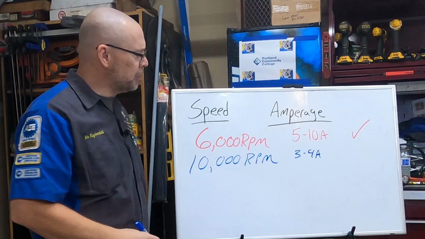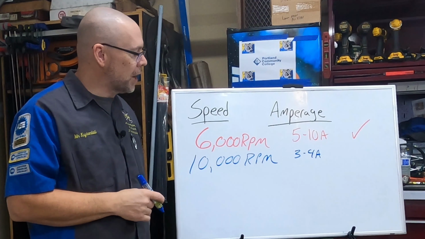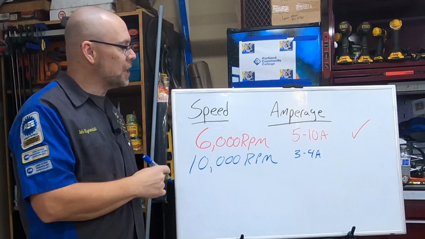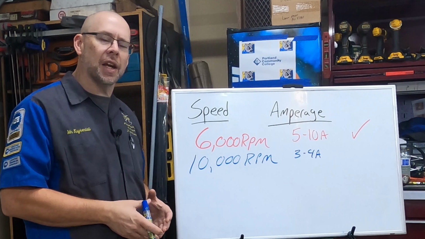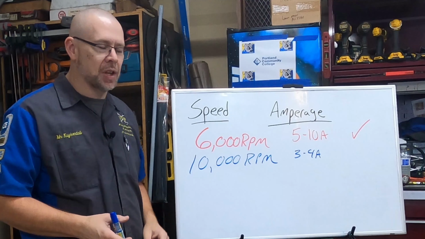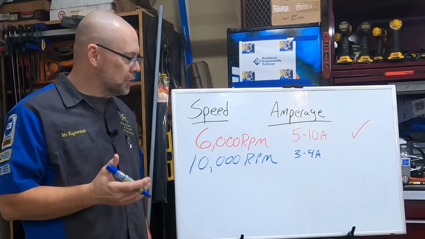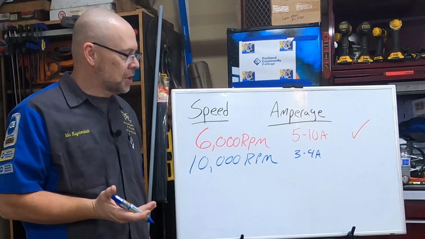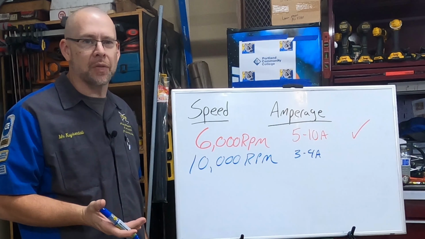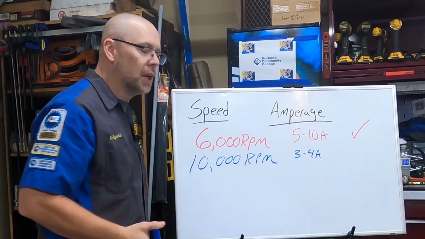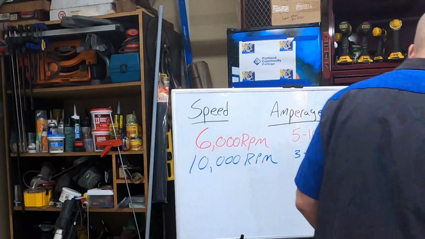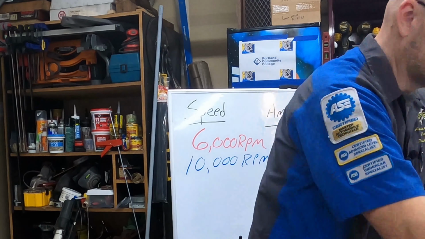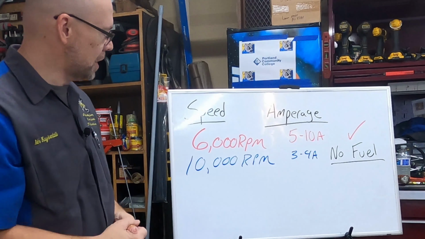So on a vehicle that would normally be about 6,000 RPM and 5 to 10 amps, we hook up and we've got 10,000 RPM and only 3 to 4 amps. So what we're saying is the pump is spinning really fast and it's not consuming or utilizing a lot of current. So that tells us that pump's not really working very hard. The high speed, low current, it's not doing much work. And the most common cause of this? Yep, no fuel in the tank.